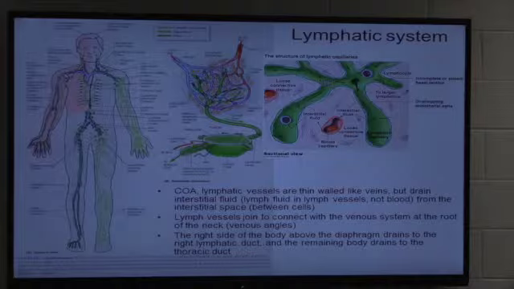It's going to come together on the right and the left side to form the brachiocephalic veins. And the right lymphatic duct drains this part, right side above the diaphragm. The thoracic duct, with all these branches, this long vessel here, drains everything else.